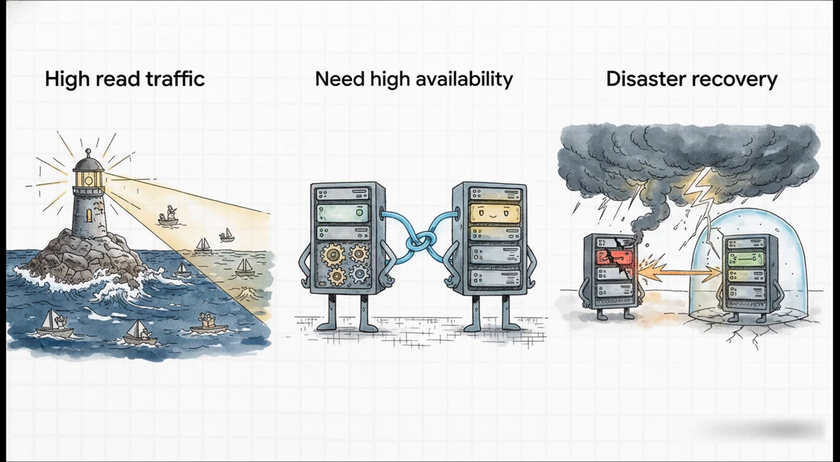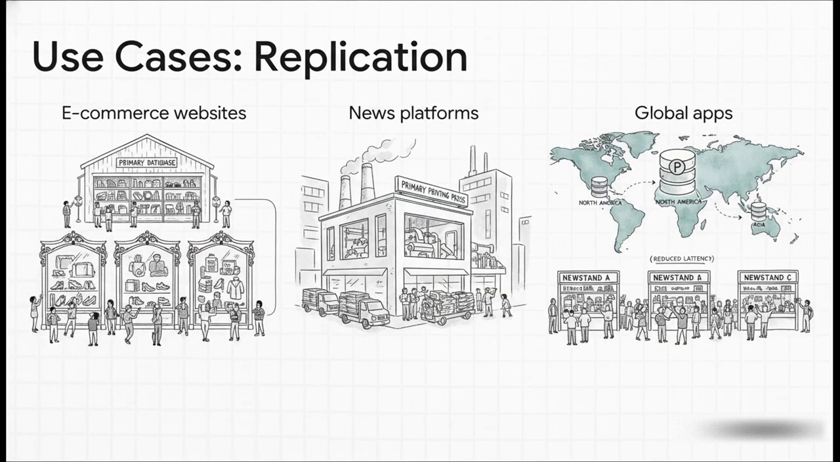This is your go-to strategy when your application is read-heavy. Think of a news website or an e-commerce catalog. Way more people are browsing stuff than are actually writing new articles or buying things. It's also critical for high availability, because if your main database goes down, you can just promote a replica to take its place.